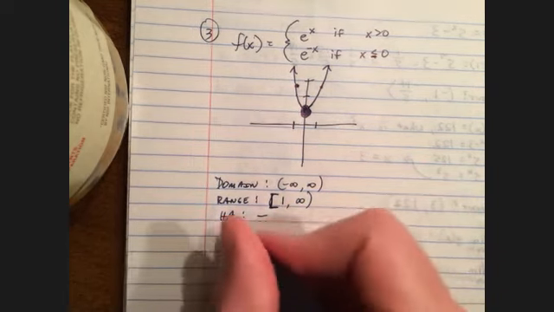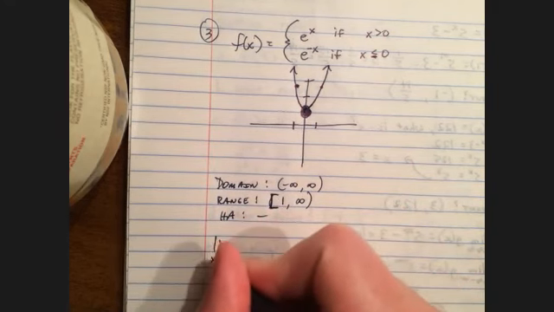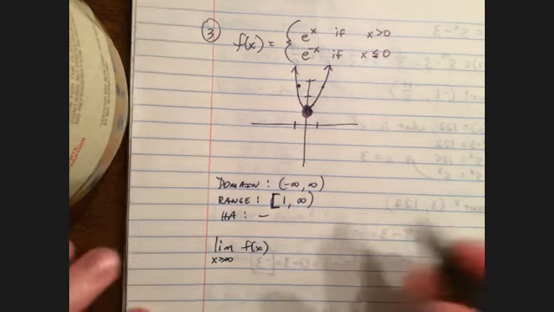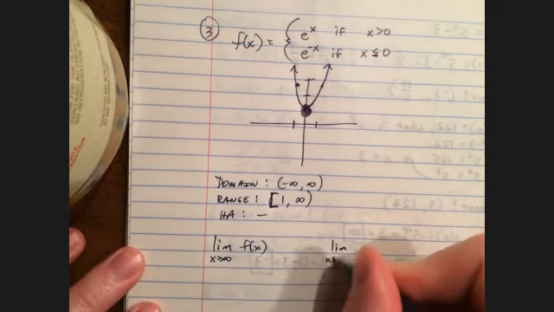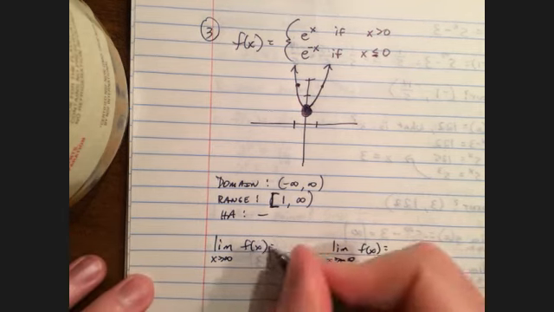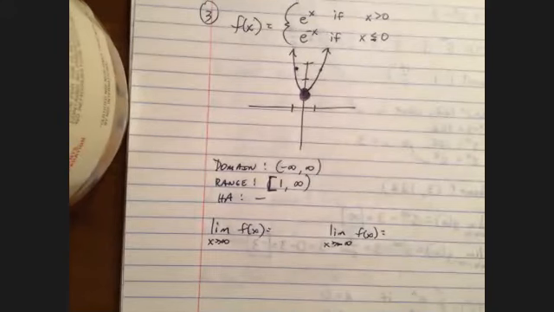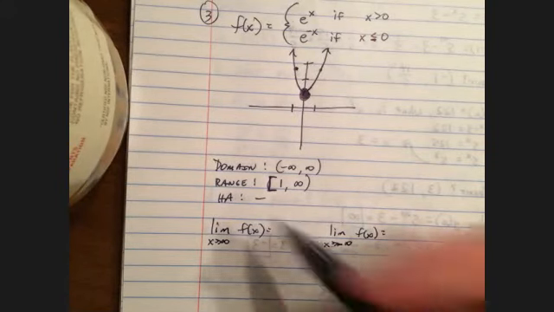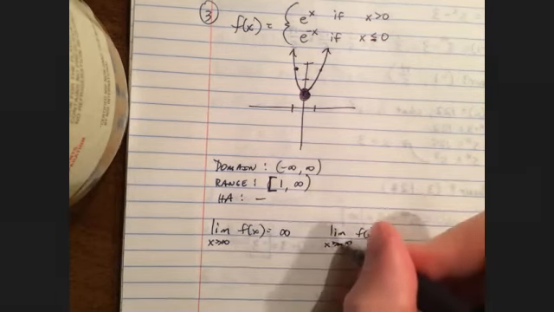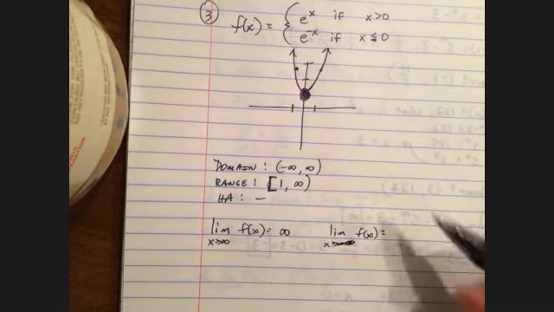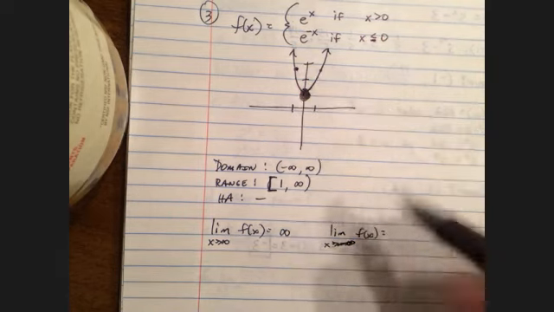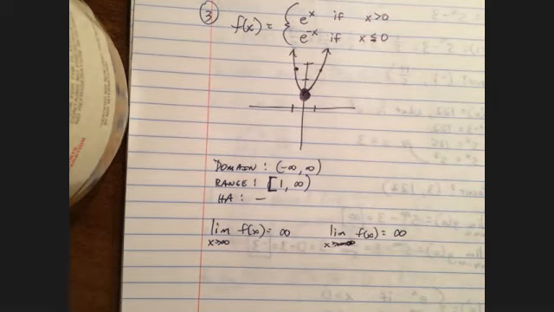Then I think I wanted you to also do the limit as x approaches infinity of our function and negative infinity. So you can see as our graph goes to the right, it's going to go up forever. As our graph goes to the left, this negative infinity one, sorry, I get a little sloppy here at the end of these notes. So as x approaches negative infinity, it's going to go to infinity as well.